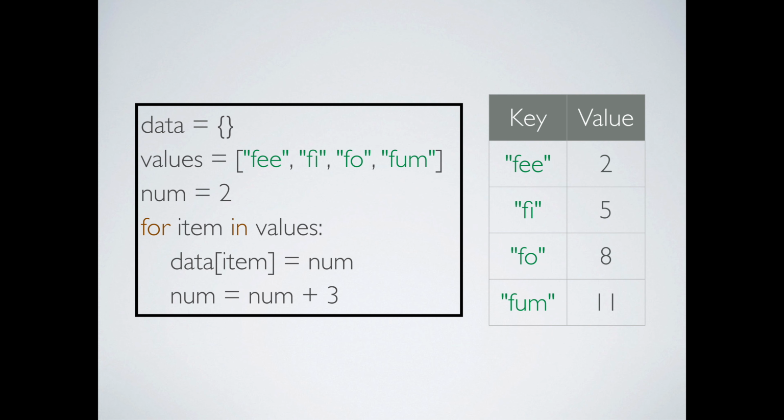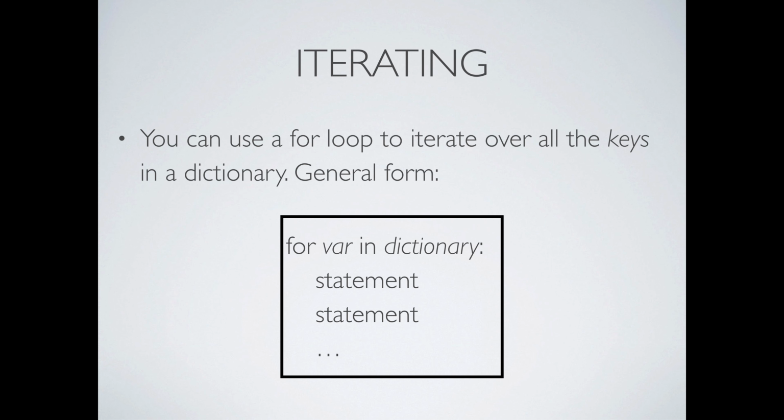Alright, now let's talk about iterating. So iterating, again, is a way to sort of go through everything. So you can go through everything in a dictionary. Now the caveat is, when we're dealing with dictionaries, when I say go through everything, this will just go through all of the keys in a dictionary. So for some variable in dictionary, the variable will get one at a time the keys.